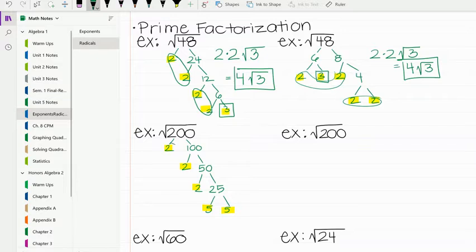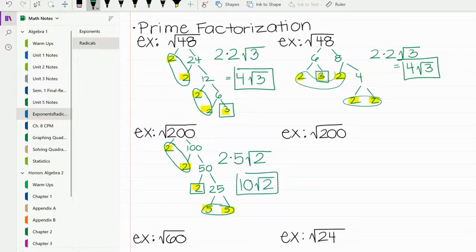So I'm looking for pairs. I have a pair of 2s, and I have a pair of 5s, and I have my lonely 2. So my pair of 2s times my pair of 5s, and then this lonely 2 stays inside. So 2 times 5 is 10, and then this would be root 2.